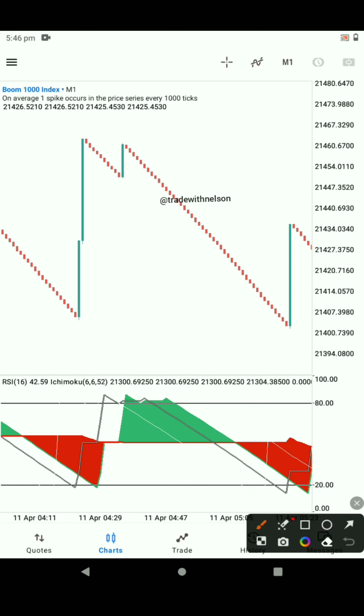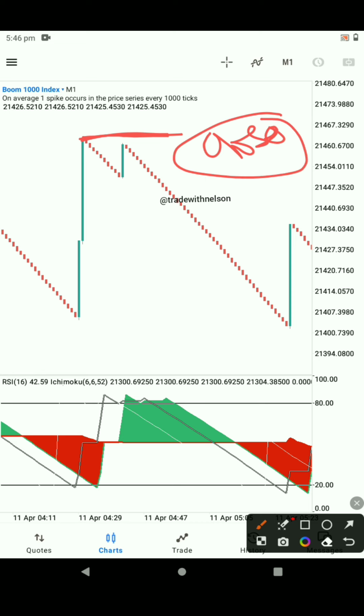But anything that can make the candle go above this high, just close your trade and assume that that is a loss.